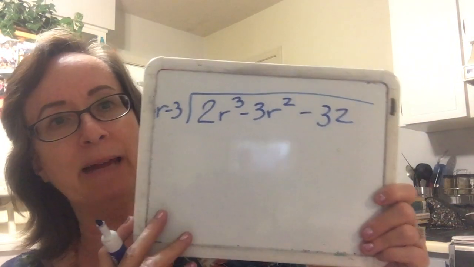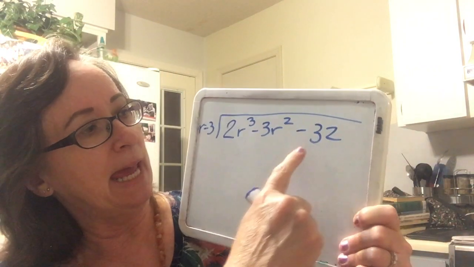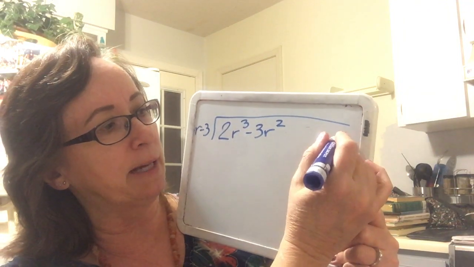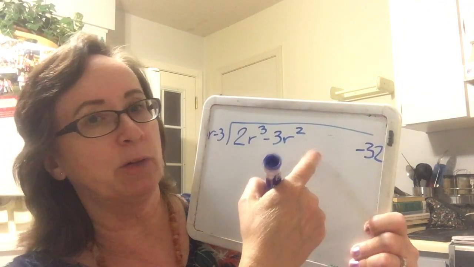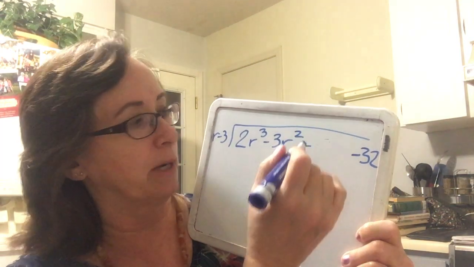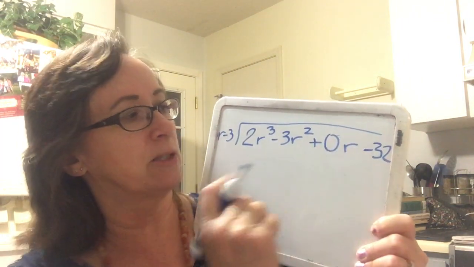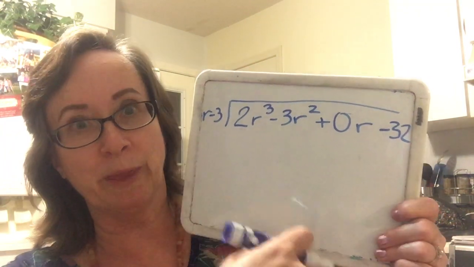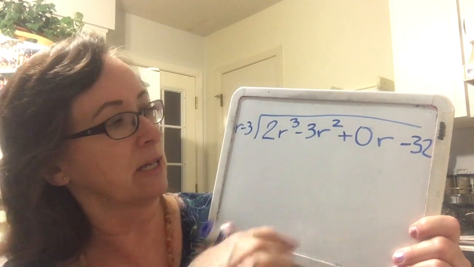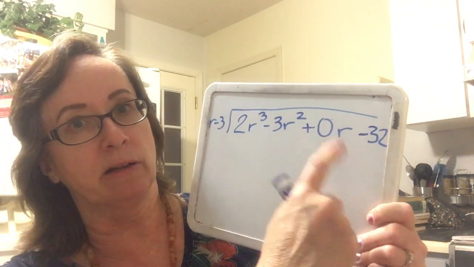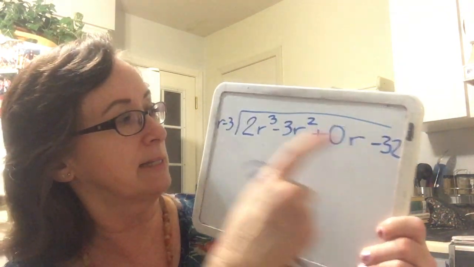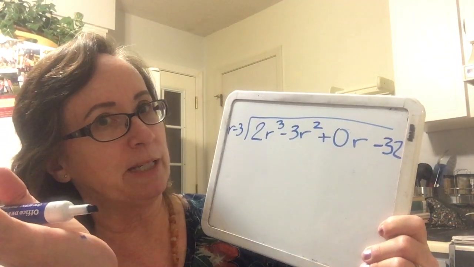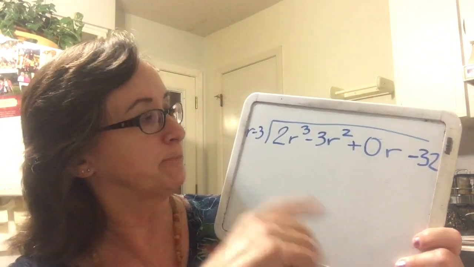So on this one, I'm going to do a little bit of housekeeping. I'm going to take this -32 and slide it down a little bit, and I'm going to put in what I call a dummy variable. The dummy variable is just going to be a 0r, and that 0r is going to hold the place for all the r's. So now I've got cube, squared, first power, constant, divided by r minus 3. Okay, so now when we divide, we're going to have a spot for everything.